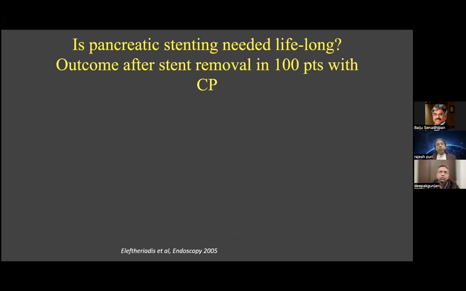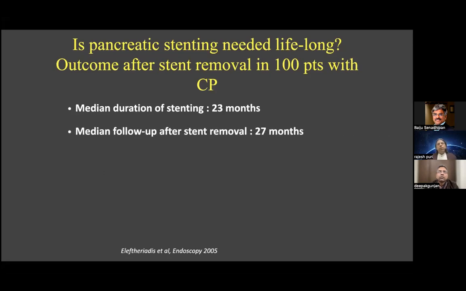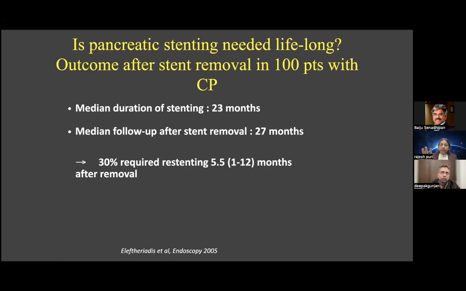Now the question comes, which is very important and very often asked by surgical colleagues: is pancreatic stenting needed lifelong? Outcome after stent removal in 100 patients with chronic pancreatitis was published in Endoscopy 2005. The median duration of stenting was 23 months, and median follow-up was 27 months after removal of the stent. They showed that 30% required restenting, and 70% of the patients were pain-free for 27 months.